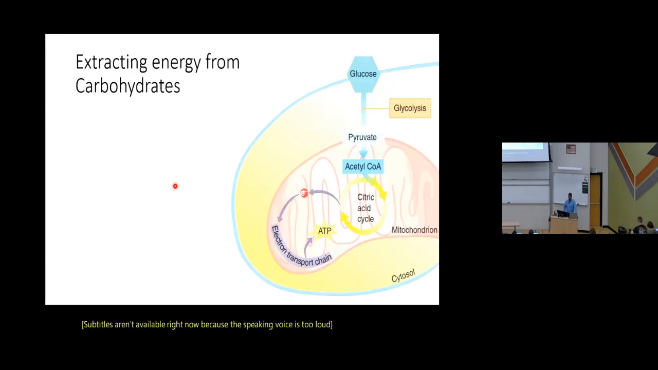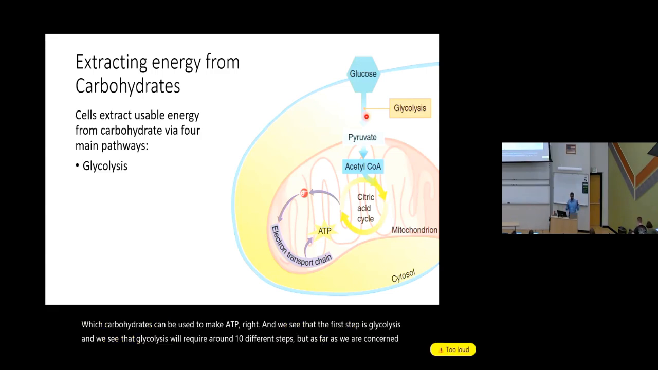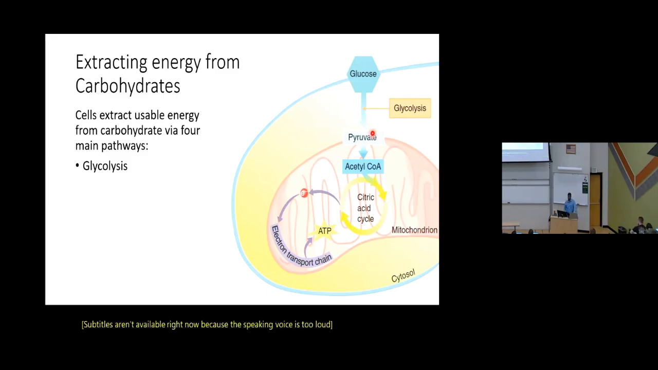So this is a slide we saw on Friday. We were looking at the various pathways through which carbohydrates can be used to make ATP. All right, and we see that the first step is glycolysis, and glycolysis will require around 10 different steps. But as far as we are concerned, we just look at what is the substrate going into glycolysis and what is the product being produced, right? And so we see that as a result of glycolysis, pyruvate is produced.